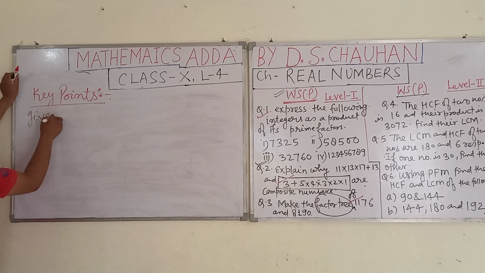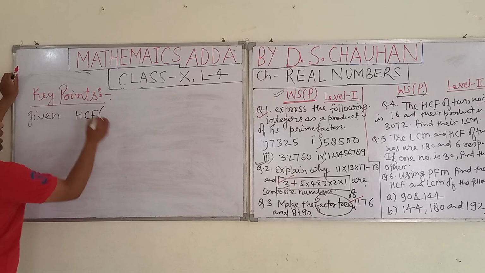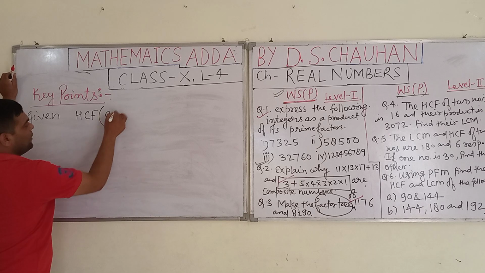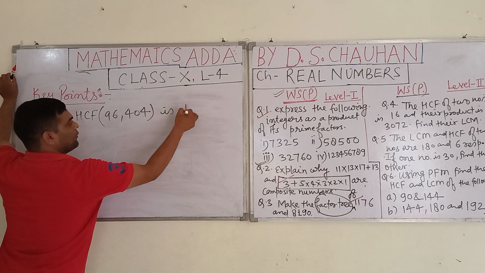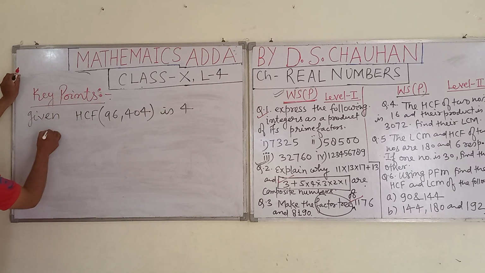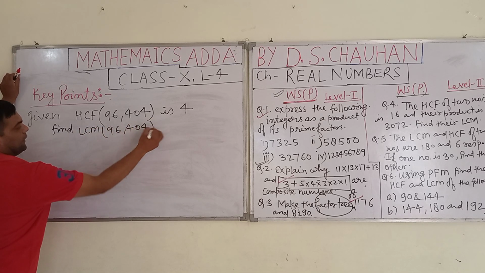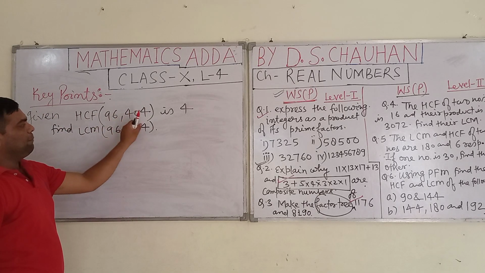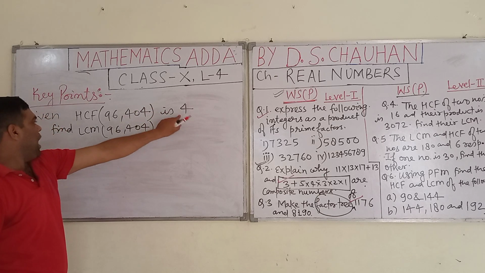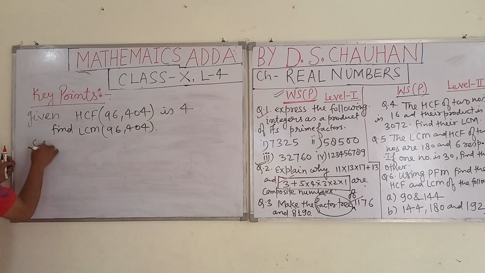Given the HCF of 96 and 404 is 4, find the LCM of this. This is the question in front of you. Given the HCF of 96 and 404 is 4, and to find out the LCM of this. Students, see the solution of this question.